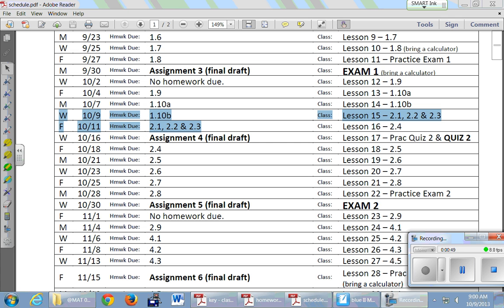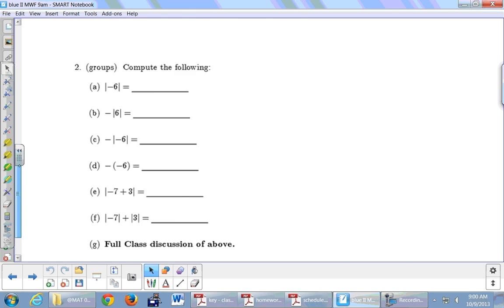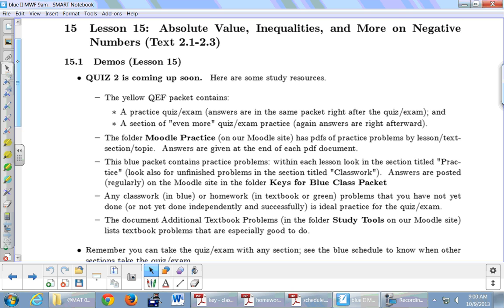Okay, so let's come back here on page 121. A reminder that quiz is coming up soon. It's 1 week from today. You have the yellow QEF packet. I distributed that last class. You guys all have that? Lots of good practice problems in the QEF packet as you prepare for quiz number 2.